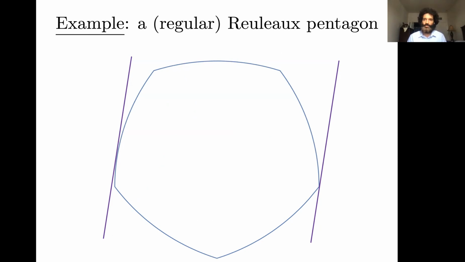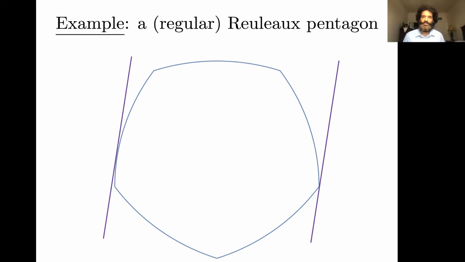Given any odd number, we can find a regular Rouleaux polygon: 7, 9, 11, 13, on and on. They do exist. And irregular polygons of constant width also exist for any number of sides larger than 3. If you're a 3-sided polygon, then there's only one, the Rouleaux triangle. But otherwise, there are more. I didn't draw one for you here.